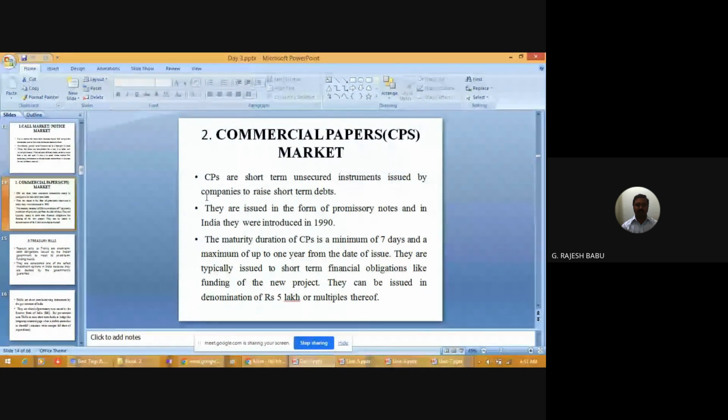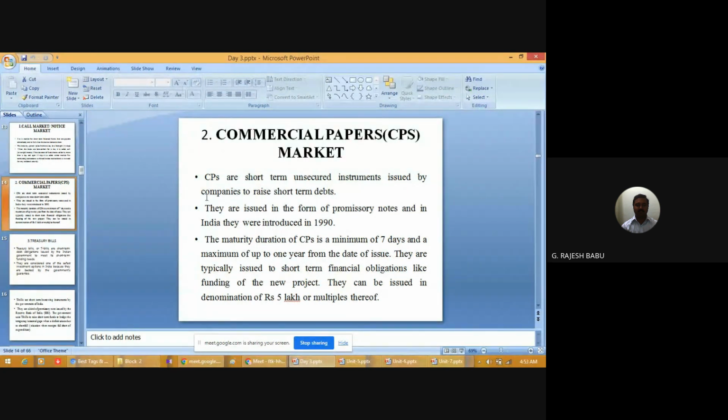They can be issued in denominations of rupees 5 lakhs or multiples thereof. Furthermore, eligible participants need to obtain a credit rating for the issuance of commercial papers. They need to have a minimum credit rating as per the Securities and Exchange Board of India, as per the SEBI defined rating symbol.